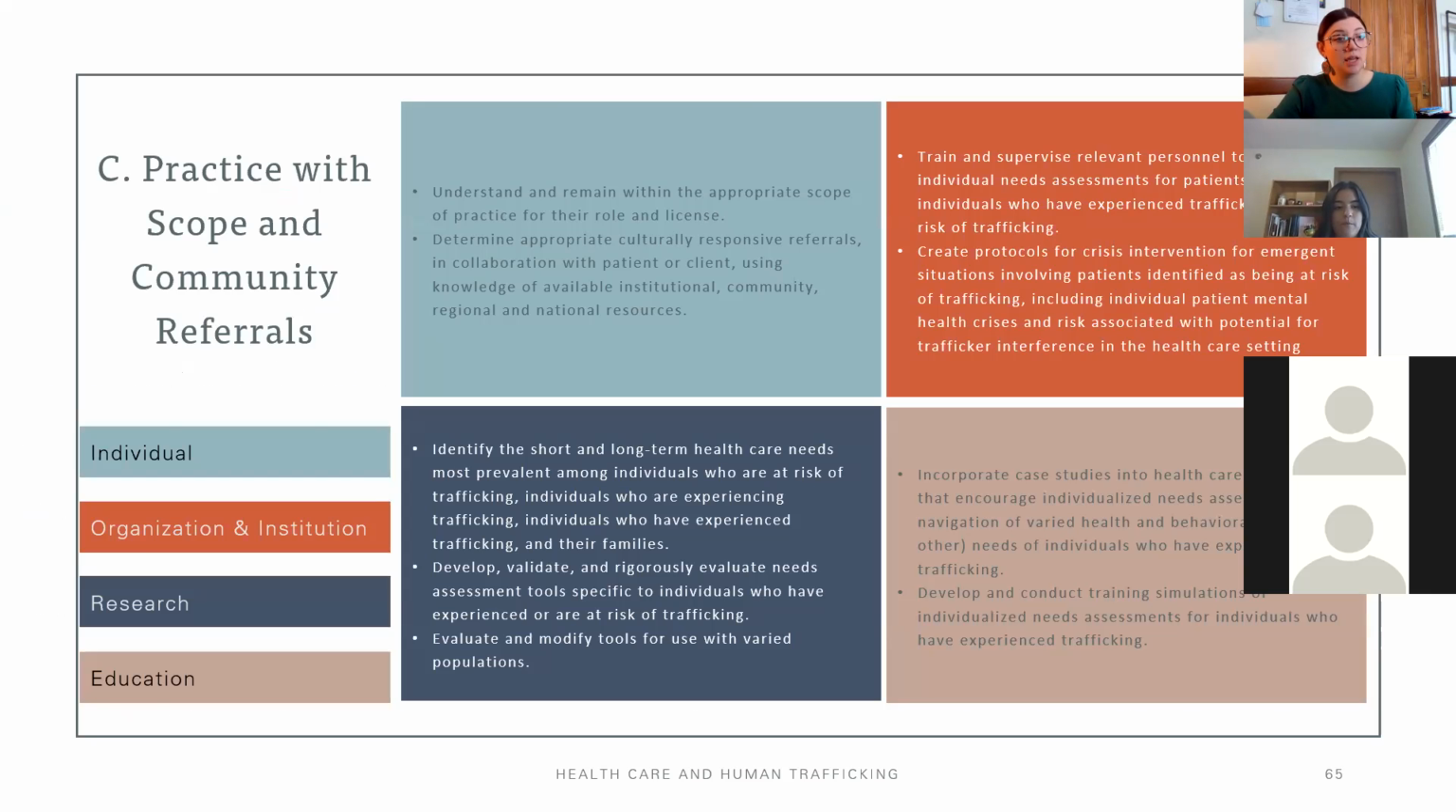And C, practice within scope and community referrals. Oh my goodness, practice within scope and community referrals. So individual, again, understand and remain within your scope of practice, within your licensure. What can and can you not do? And how do you communicate to folks that you're unable to do that?